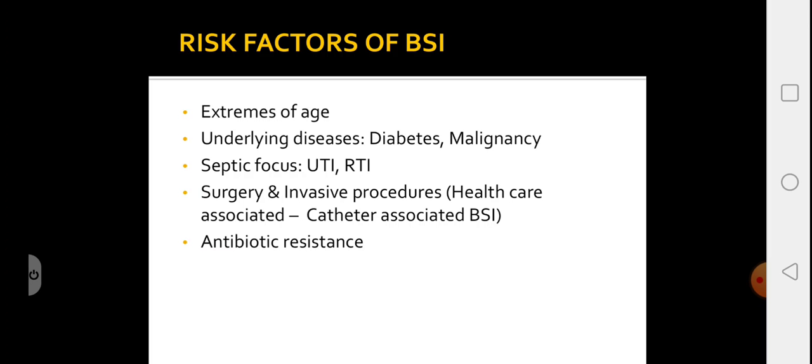What are the risk factors of bloodstream infection? Extremes of age. Too young, the immune system is immature. Too old, the immune system is weak. Any underlying diseases like diabetes, malignancy, or the person is receiving any immunosuppressive agent.